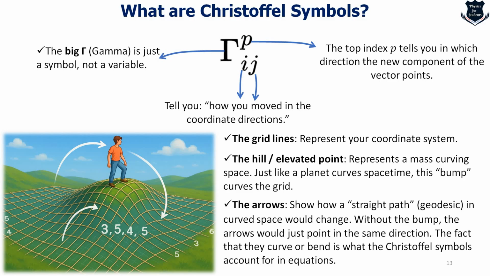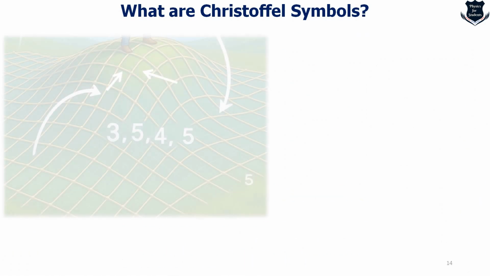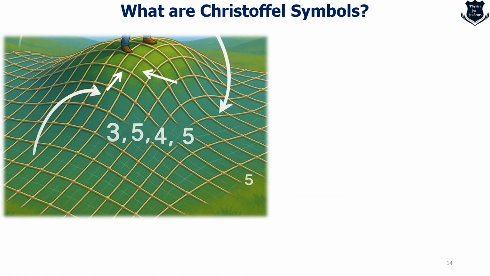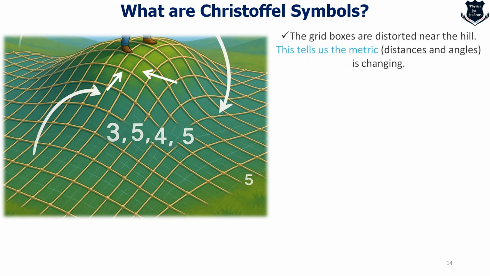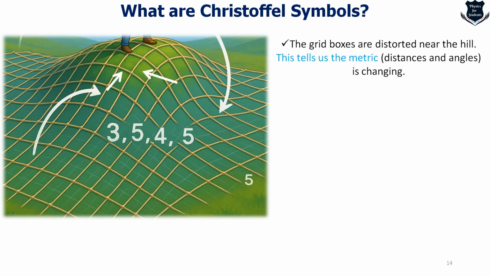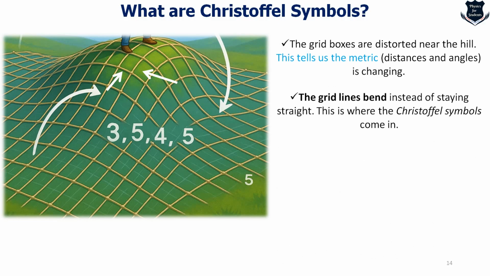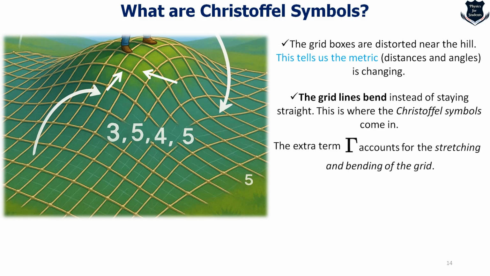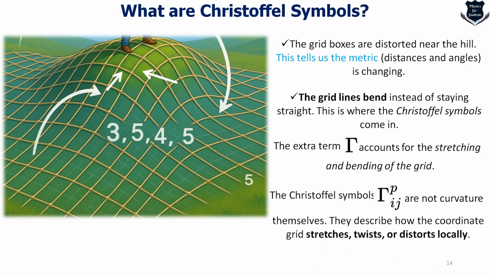And the person standing on the top, you can think of as an object moving through curved space. If I zoom further into this illustration, the grid boxes are distorted near the hill. This tells us how the metric changes, and the grid lines are bent instead of staying straight, and this is where the Christoffel symbols come in. The extra term, the capital gamma, accounts for the stretching and bending of the grid. They are not curvature themselves, but they describe how the coordinate grid stretches.